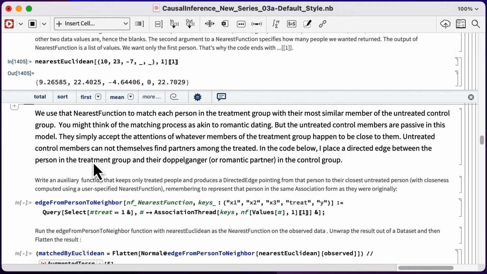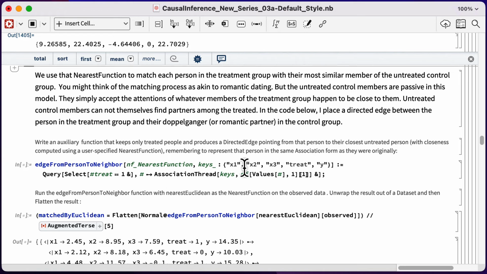And now we want to start running a dating service. We want to use the nearest function to match each person in the treatment group with the most similar member of the untreated control group. Now, it's not a great date because the untreated control member is totally passive. They have to accept the attentions of whatever members of the treatment group happen to be close to them, but we won't get into dating ethics here.